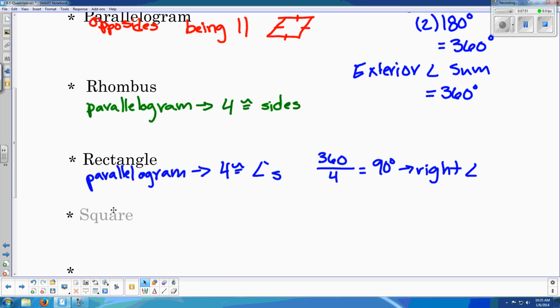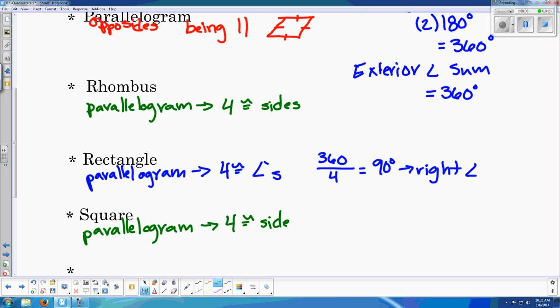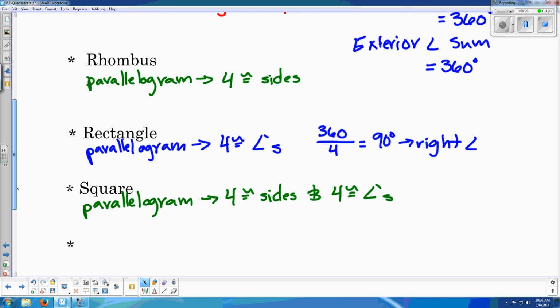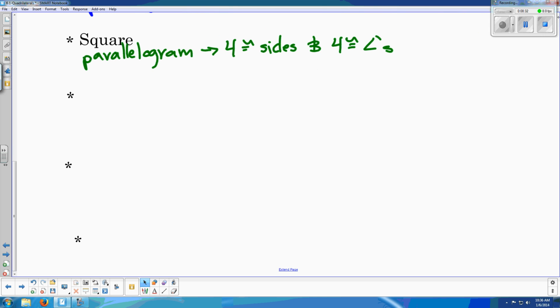Now, the next thing we have is a square. Now, a square, again, is a parallelogram. It has 2 sets of parallel sides. Now, the parallelogram that is a square has 4 congruent sides and 4 congruent angles. So it has the properties of a parallelogram, a rhombus, and a rectangle, which is awesome. A square, awesome.